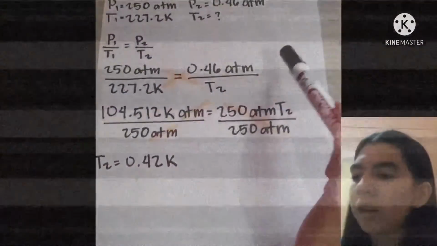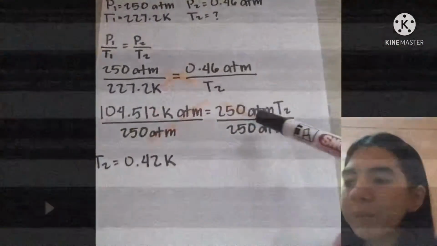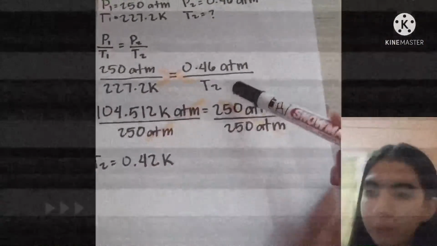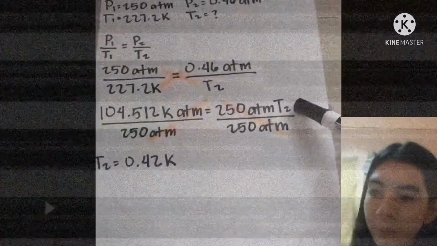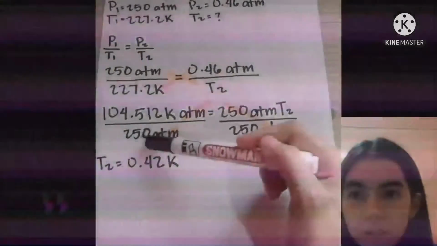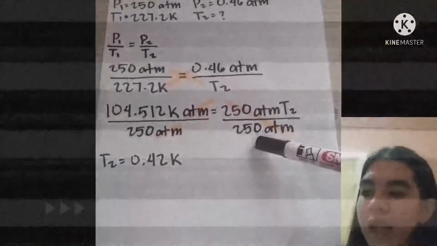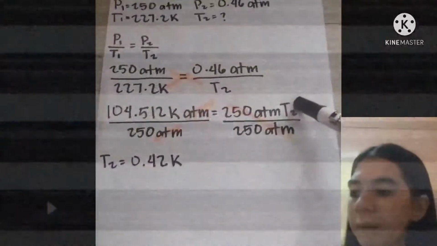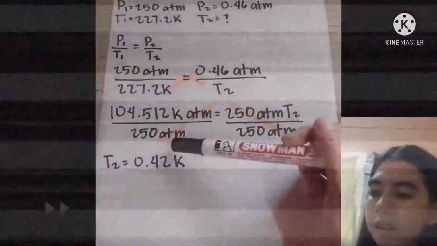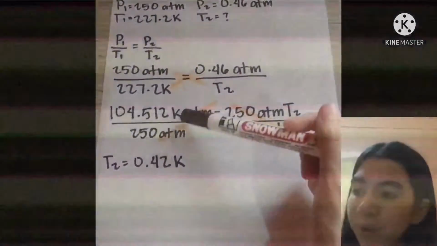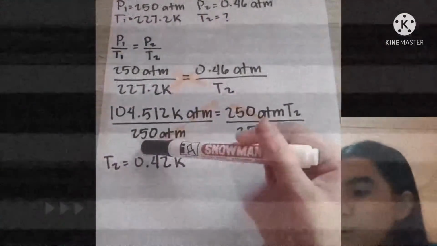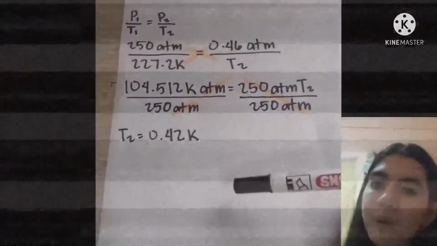Equals 250 ATM multiplied by T2, the answer will be 250 ATM T2. So, i-divide natin siya both sides kay 250 ATM. So, again, ika-cancel natin yung 250 ATM para makuha natin yung T2. So, dito naman sa pangalawa, i-cancel na din natin yung ATM para makuha natin yung Kelvin. 104.512 Kelvin divided by 250, the answer will be 0.42 Kelvin.